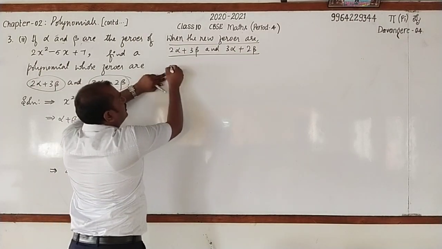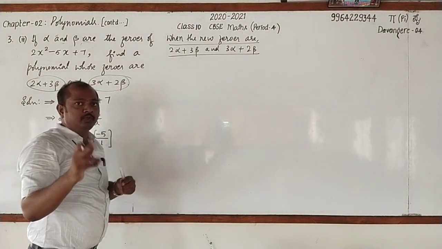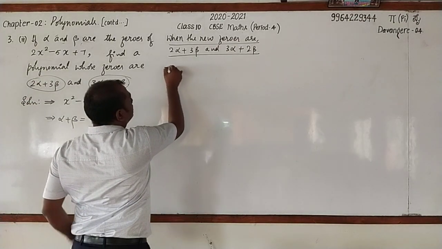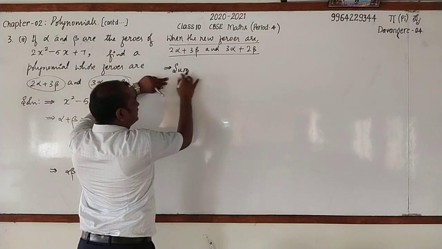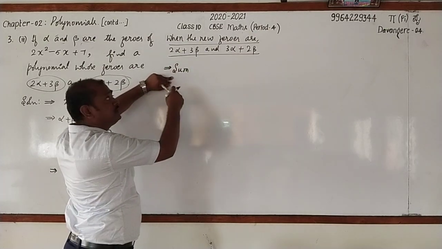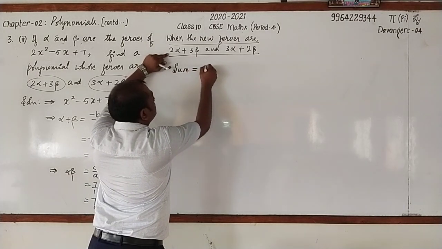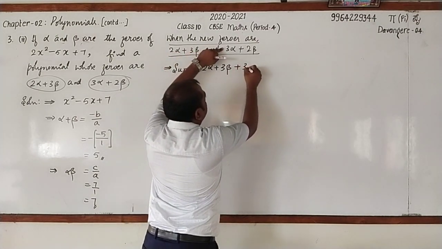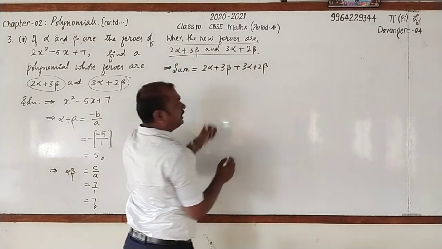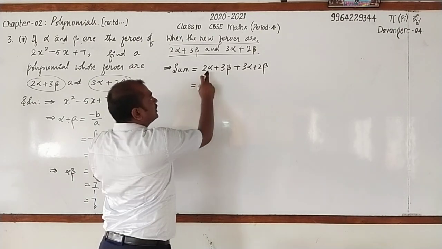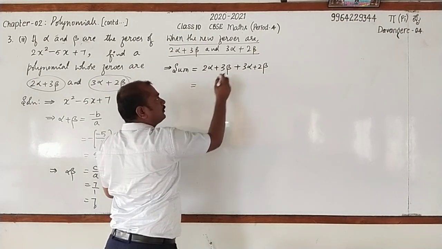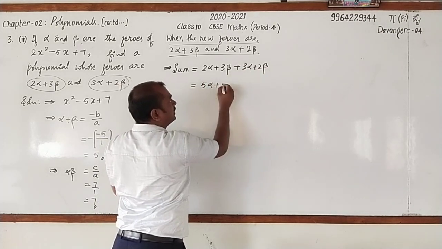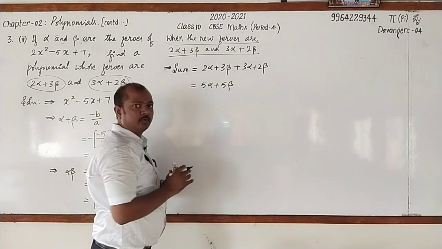Look here, new zeros are there. To form the new polynomial, we need the new sum and new product. Here I am going to write the new sum, that is nothing but the sum of new zeros. Sum of new zeros is 2 alpha plus 3 beta plus 3 alpha plus 2 beta. This is equal to, look here, 2 alpha, 3 alpha, 5 alpha, plus 3 beta plus 2 beta, it is 5 beta. Hope that you have understood.